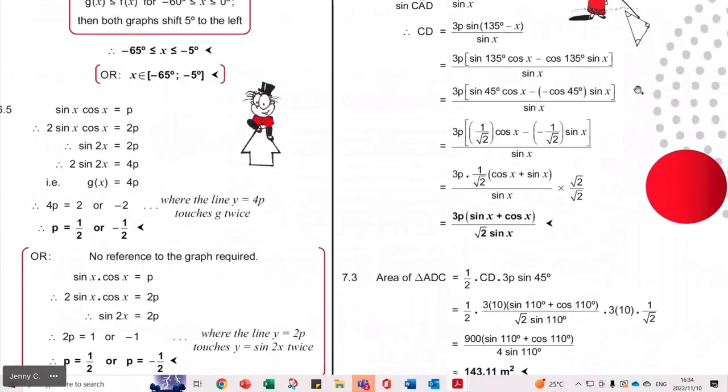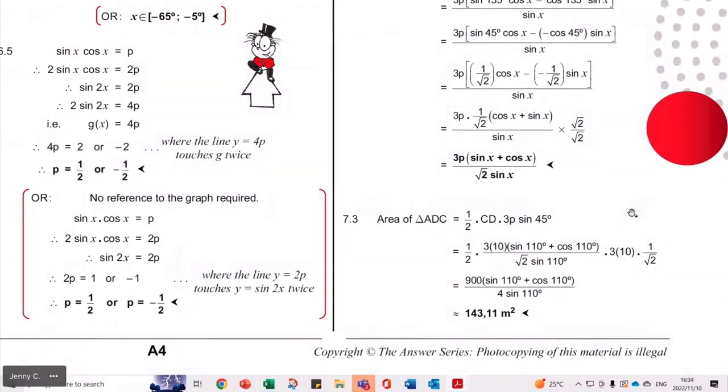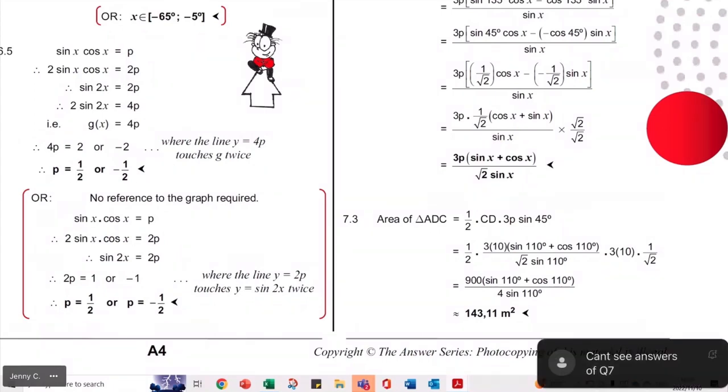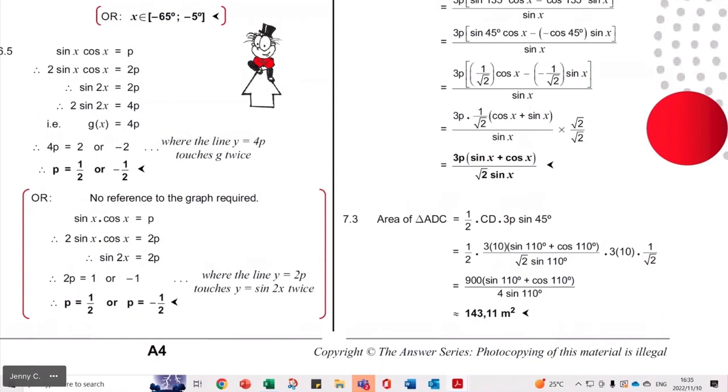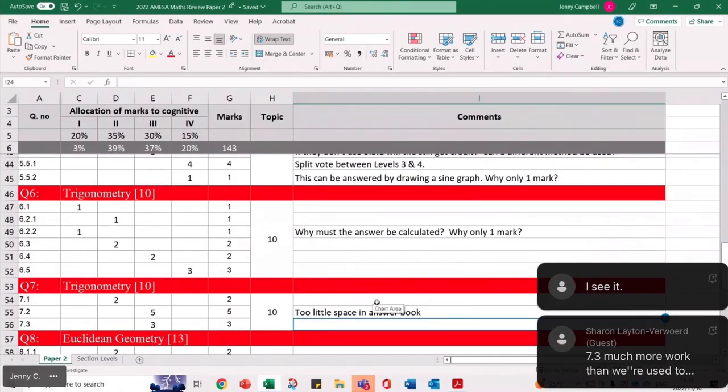We've seen questions like that before. And then 7.3, substitution. But there was a fair amount of substitution that had to be done, and then the use of the area rule. So there was quite a bit of work with it. Somebody says they can't see the answers for question 7. They seem to be on the screen here. Okay, if anyone else can't see the answers for question 7, please just pop a comment in the chat, because I think they are there.